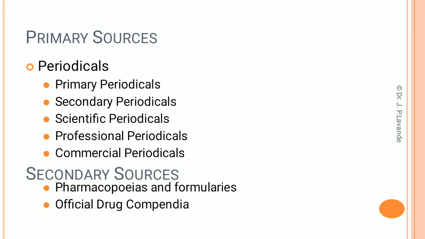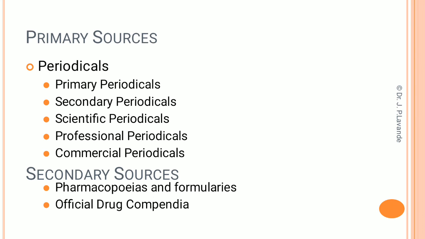Secondary sources. Pharmacopoeias, formularies, and official drug compendia. These are the secondary sources. Pharmacopoeias or formularies are the books of standards for drugs and related articles with descriptions, tests, and formulas for preparing the same, selected by some recognized authority. Collectively, pharmacopoeias and formularies are referred to as drug compendia.